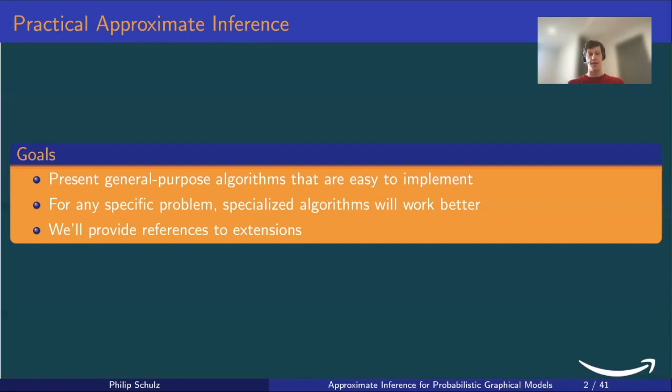That being said, we will provide references to extensions, right? So these algorithms that I'm presenting are basically the bare bones algorithms, and obviously there's a whole lot of research on how to extend them and make them better. And I'll just point you in the general directions, right, where you can then follow up and read up on.